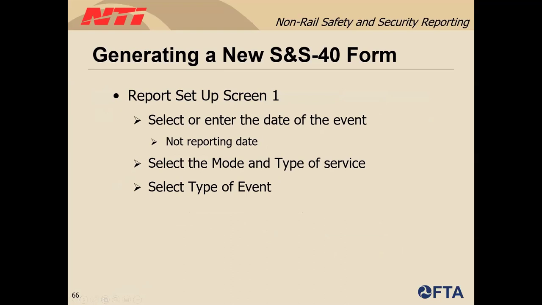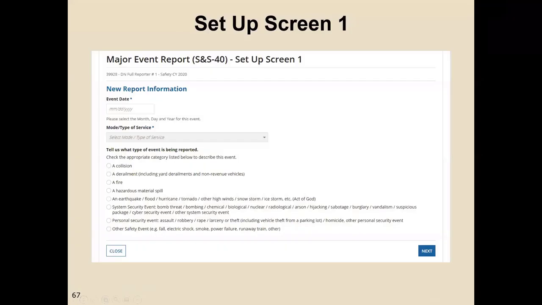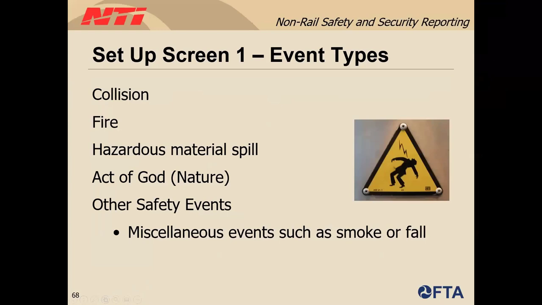The first two screens will act as a wizard to help determine if the events meet the threshold. Screen one captures the date of the event, the mode, and the type of service, and the event type. This is a snapshot of setup screen one. The first and most common is a collision, followed by fires, hazmat spills, acts of nature, and other safety events that meet a threshold. Each of these will be discussed in more detail later in the presentation.